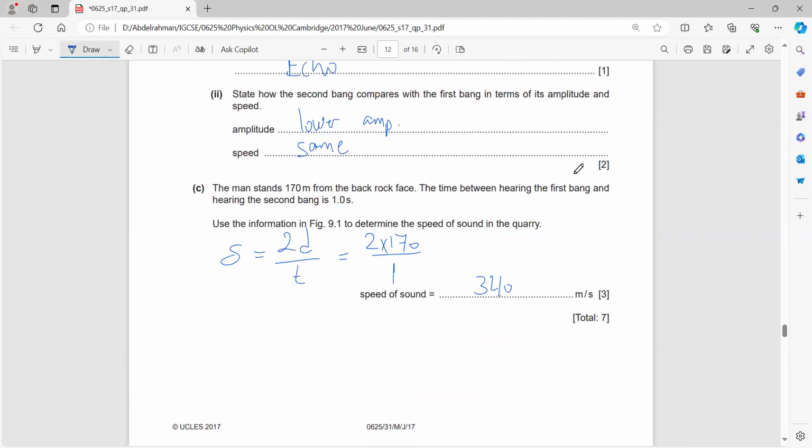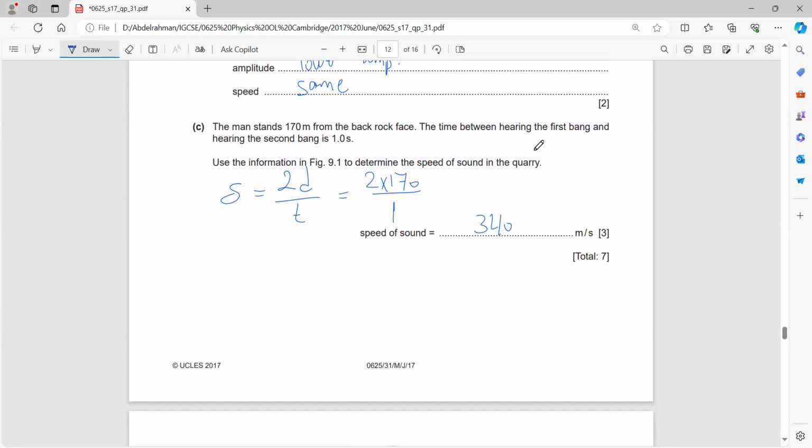That's why 2 distance over time. Any questions? Okay.